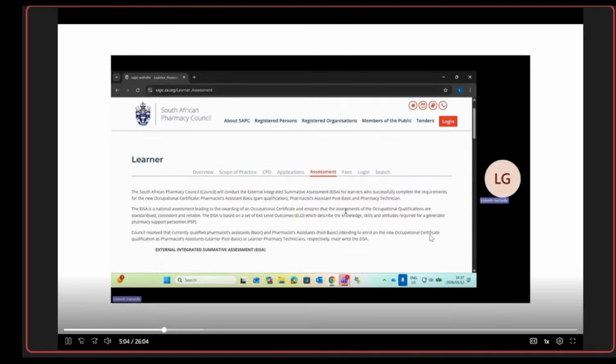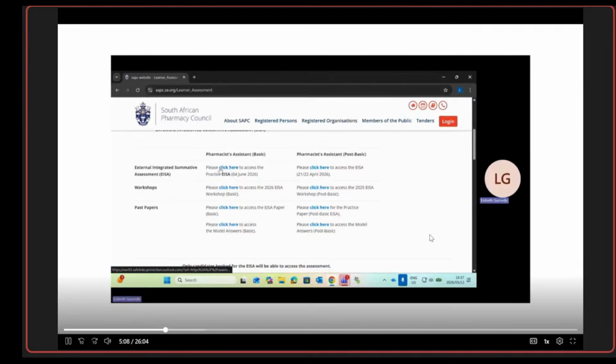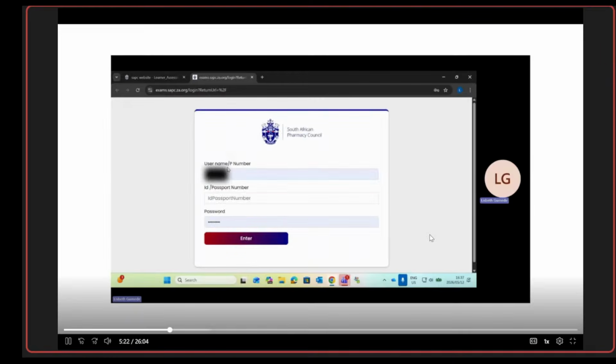For the purpose of this particular training, when you get to assessment, please click on where it says click here for the date that aligns with the next upcoming EISA. So the next EISA is on the 4th of June. You'll click where it says click here for the EISA of the 4th of June. When you click there, it will take you to a different page where you input your details. You'll put in your PIN number, your ID number, your password, and then continue into the EISA.